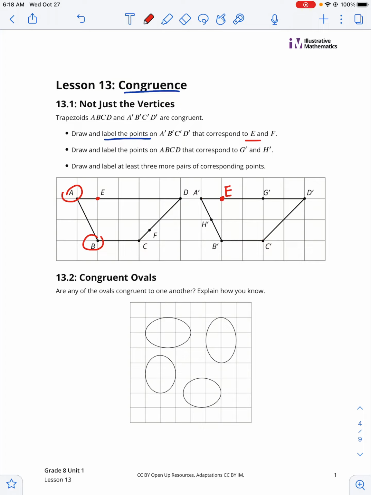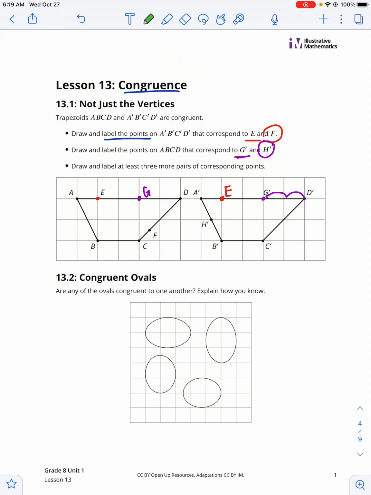So make sure that you've also found F. Don't forget about F. And then when it comes to G prime and H prime, we can see G prime right here. And so we know it's 2 units to the right from D prime, which means it'll be 2 units to the right from D. Make sure you don't forget about H prime. We did G prime, but don't forget about H.